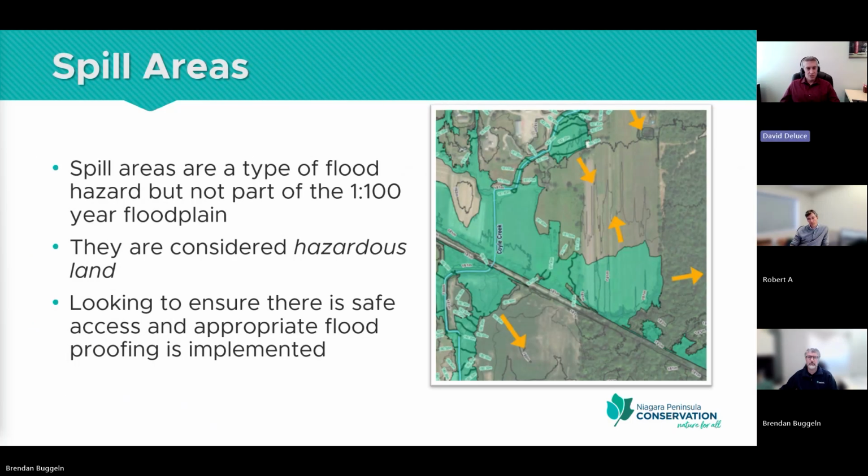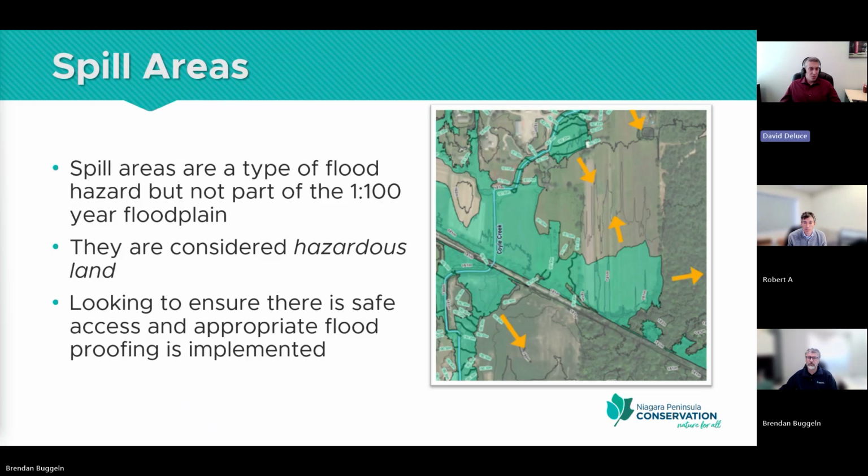Now, when we talk about floodplains, we also need to talk about another type of flood hazard that's associated with floodplains. It's called a spill area. Technically, they're not part of the floodplain. If you could envision the floodplain as being like a long channel, a bigger version of the channel of a watercourse, spill areas are spots where the floodplain might actually exit that channel or corridor and spill out to the surrounding areas.